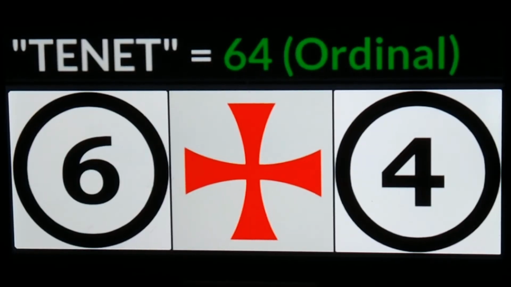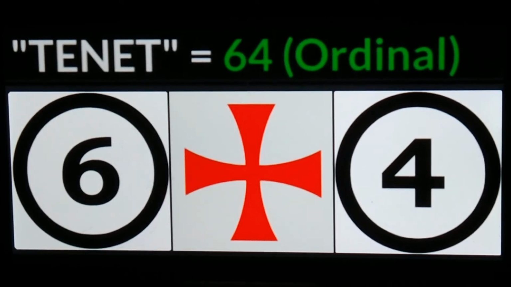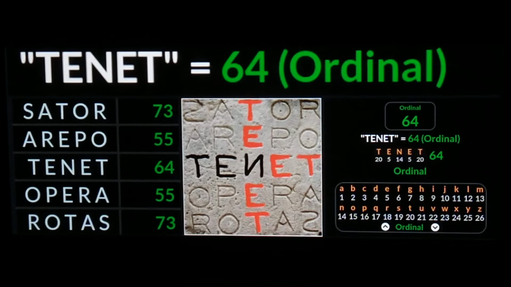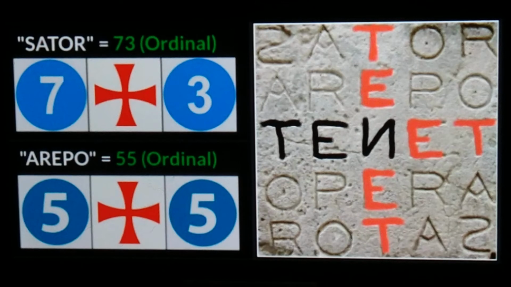So if we use ordinal gematria, simple cipher, English ordinal gematria, A is 1, B is 2, C is 3, and so on, the word tenet equals 64. 6 plus 4 is 10. And you can see in the center of the screen here, the Seder square has the word 10, forwards and backwards, up and down, down and up in a cross formation. We're going to talk about the cross in a little bit too.